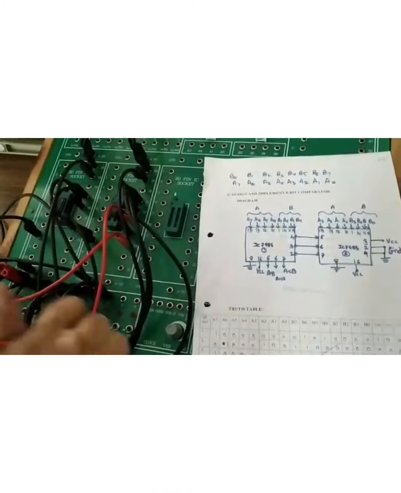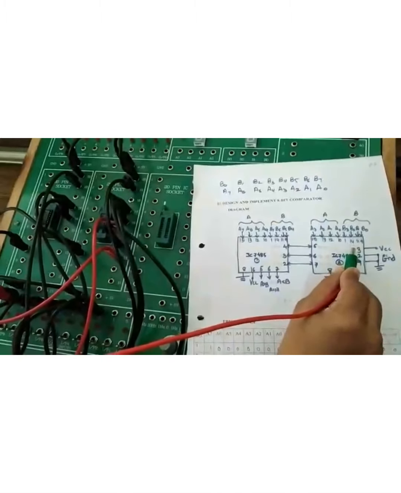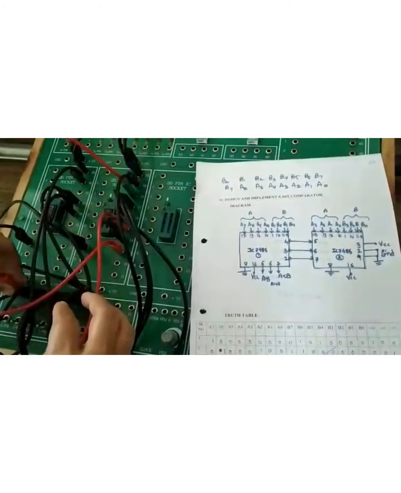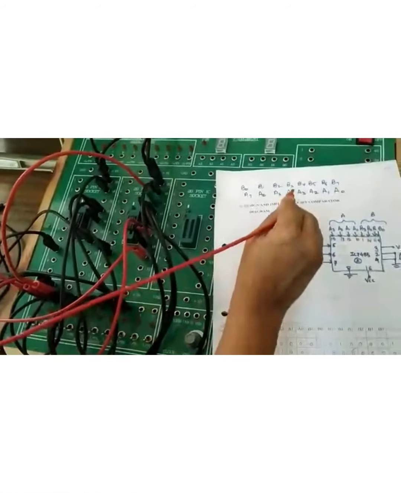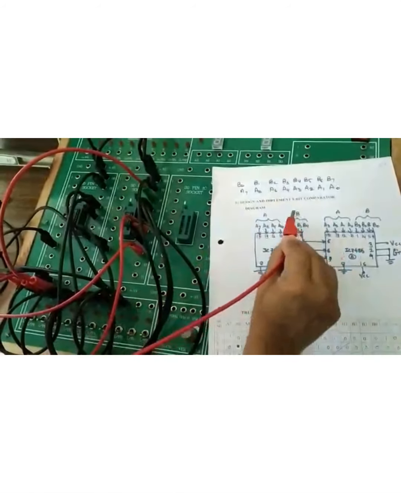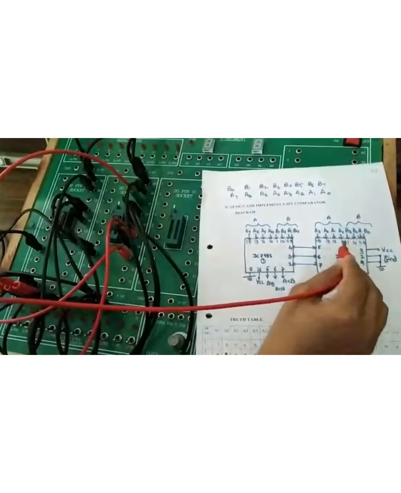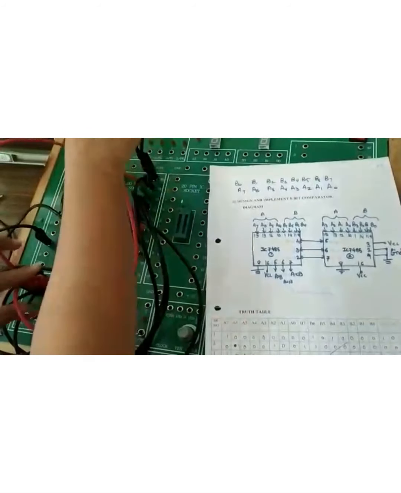Next, B2 is overlapped on A5. So B2 is pin number 14 of the second IC. This is my 14 pin, so connected here. Then B3 is again on the second IC. B3 is connected at pin number 1 of the second IC, so it is connected over here.